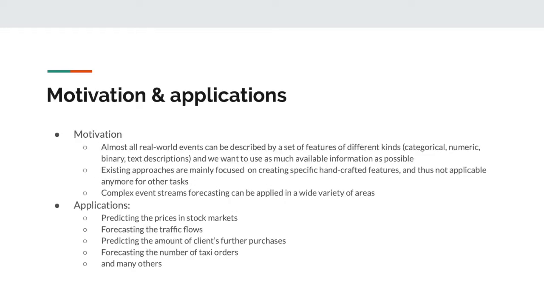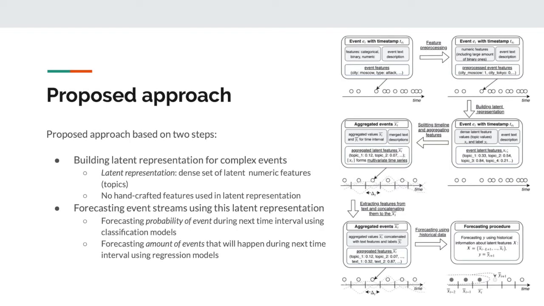So the main motivation for this work is that almost all real-world events can be described by a set of features of different kinds, and we want to use all available information. So we don't want to discard any of these features because we don't know how to work with them. Also, existing approaches are mainly focused on creating specific handcrafted features, and so these features are not applicable for other tasks. And complex event stream forecasting can be applied in a wide variety of areas, such as predicting prices in stock markets, amount of clients' purchases, traffic flows forecasting, and forecasting the number of taxi orders, and many other tasks.